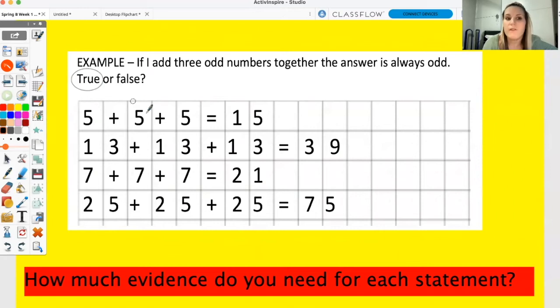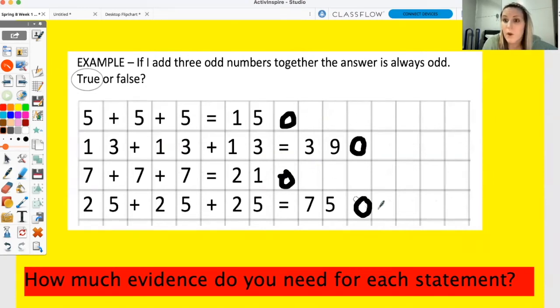Let's see. 5 add 5 add 5 is 15. That is odd. 13 add 13 add 13 is 39. I added the tens, 10, 20, 30, and then 3, 6, 9. That's odd. 7 add 7 add 7. 7 add 7 is 14, which is even. But if I add another 7, it's 21, which is odd. And then 25 add 25 add 25 is 75, and that's odd too. So, yep, this statement is true because the answer is always odd.